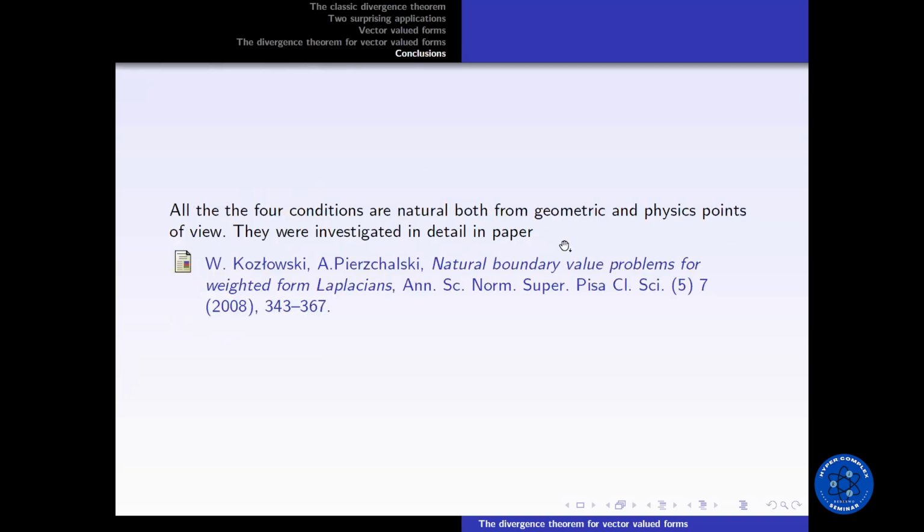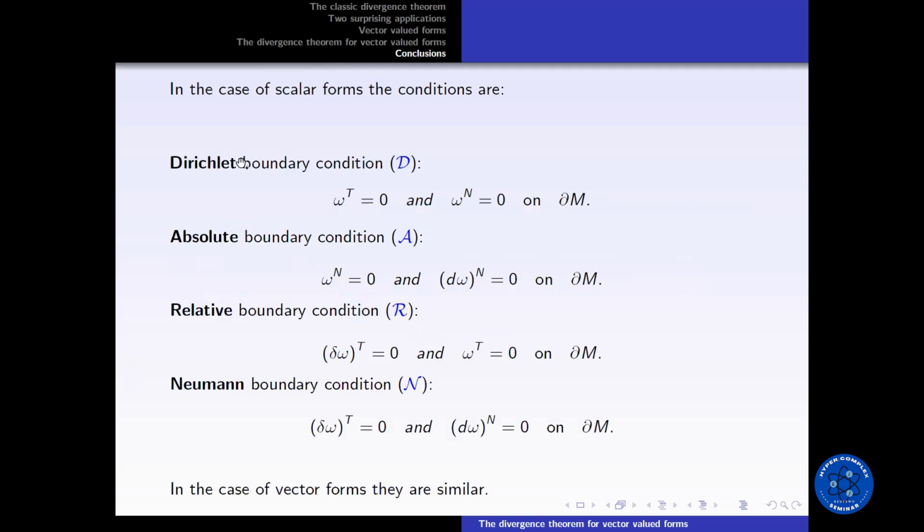These conditions were investigated in detail in my paper with Kozłowski, natural boundary conditions for the weighted Laplacian, published in Pisa. The conditions are very interesting because Dirichlet is usual: for a form, the tangent and normal parts are zero, which means that the form is zero on the boundary. Neumann is also similar, because there are two operators, co-derivative and derivative, and the tangent and normal parts of them are equal to zero, which means that the normal derivatives of the form are zero. But there are two other conditions, absolute and relative, and they also have a physical meaning and physical applications.